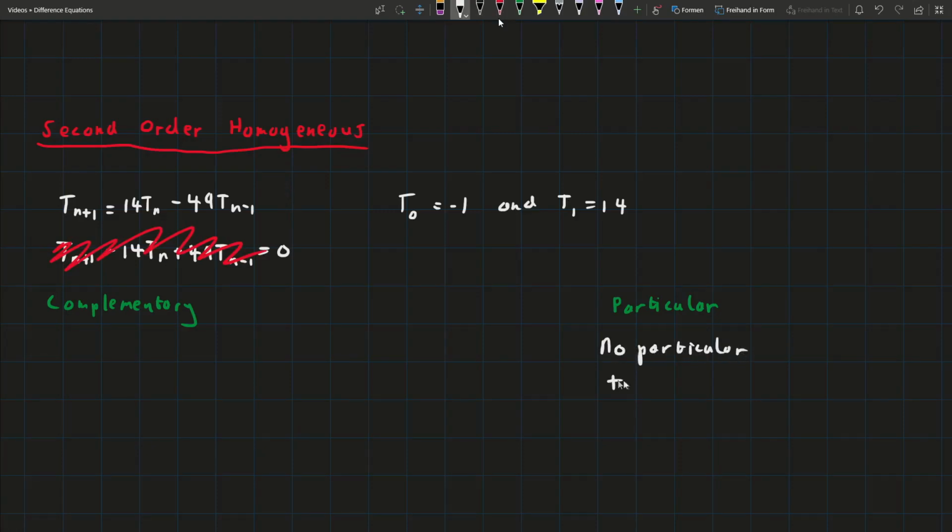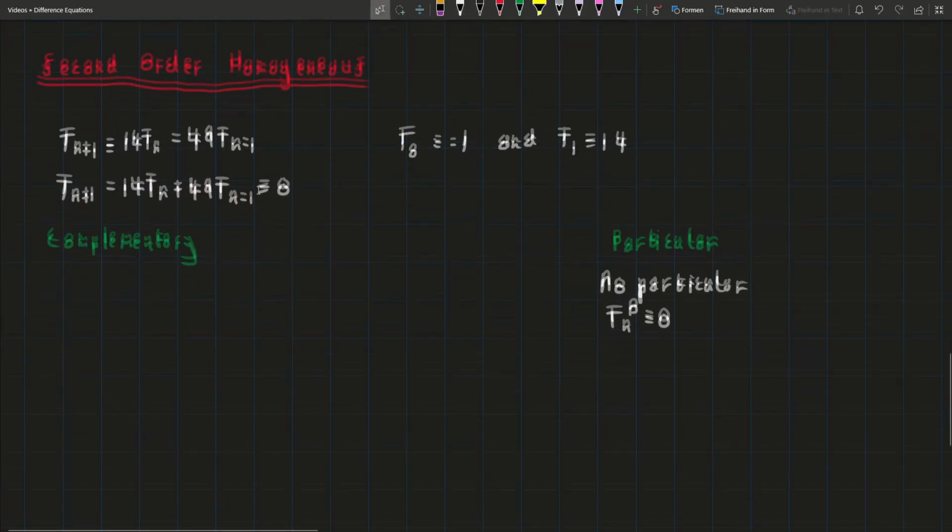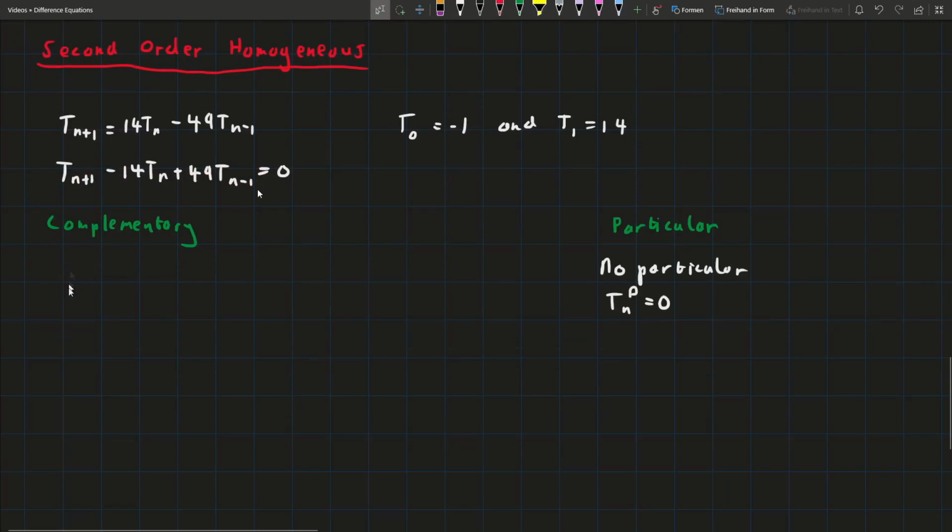Or in other words, our particular solution, Tn particular, is just equal to 0 because it's 0 there. So we don't have to actually worry about a particular solution, and we can just move on to the complementary one. So we can just solve the characteristic equation here. We'll have x squared minus 14x plus 49 equals 0.